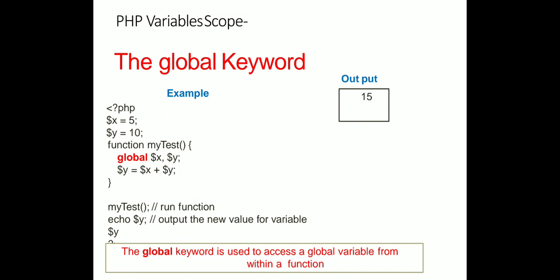Already the value defined was 10, but inside the function I have summed up the values of x and y and stored it in y. So there will be an update in the value of y. As I have defined x and y globally and also called them in the function with the global keyword, the output will be 15, that is x plus y equals 15. The global keyword is used to access a global variable from within a function.